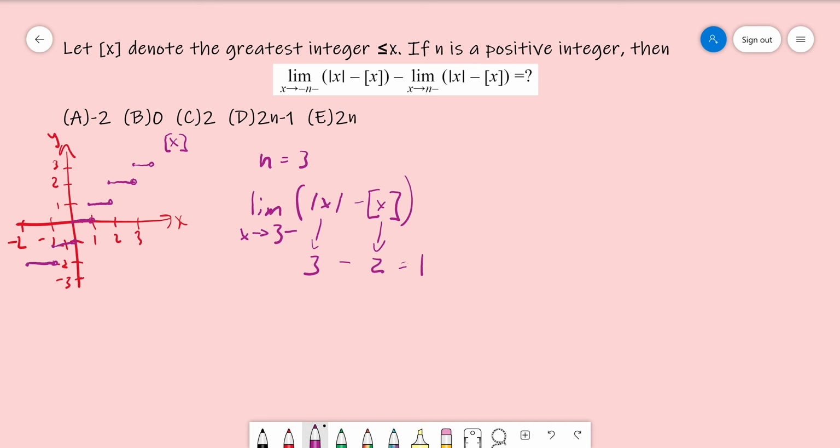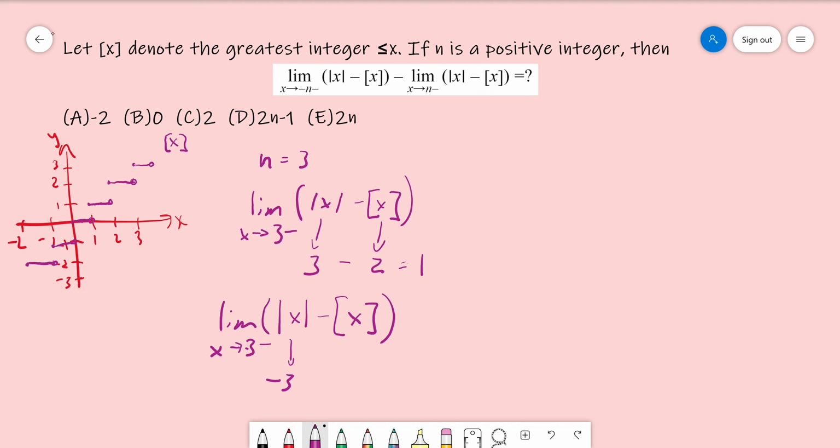Now let's look at the other expression, the limit as x approaches -n. So in our case, it'll be -3 from the left. Okay, well, what do we get? The limit of the absolute value of x minus the floor function of x. Well, again, the absolute value of x is a continuous function, so that's just going to be -3. What's the floor going to be?